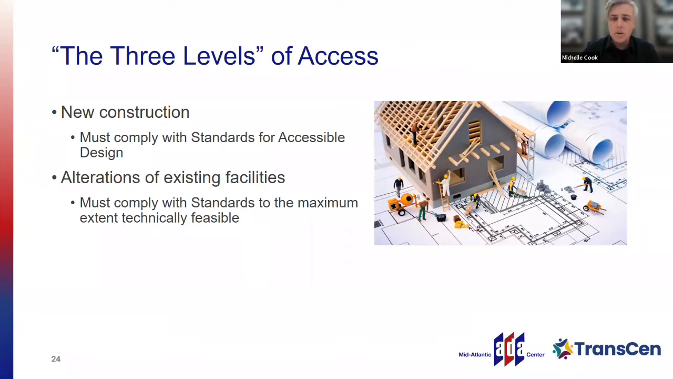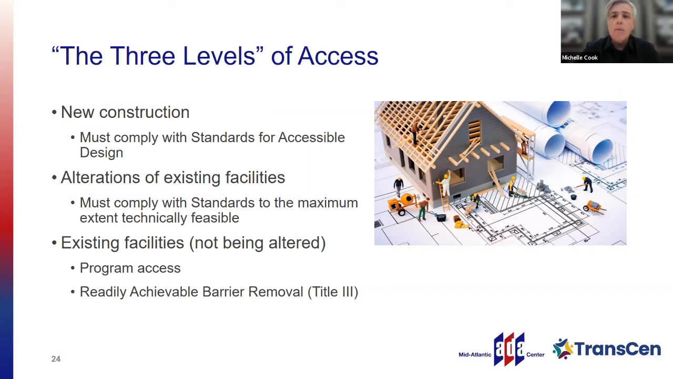And then the third level of access are existing facilities that are not being altered. There is an obligation there for something called program access, to look internally at what services you are providing to the public and how those services can be provided in an accessible way if you're dealing with a facility that might not be fully compliant with the standards right now.